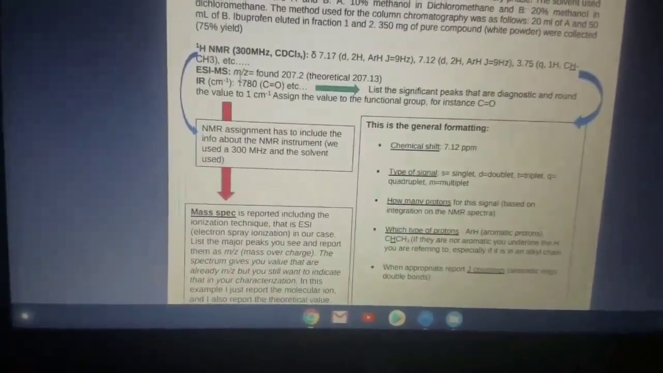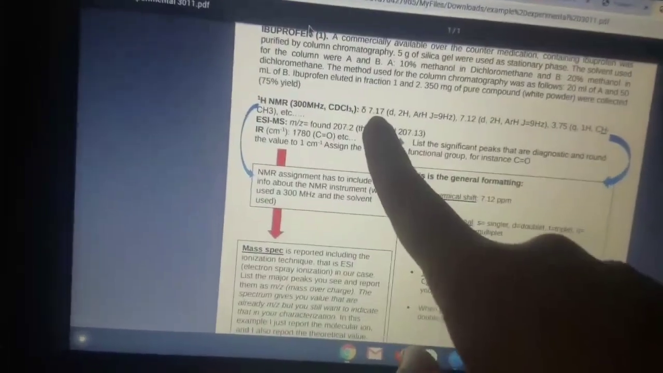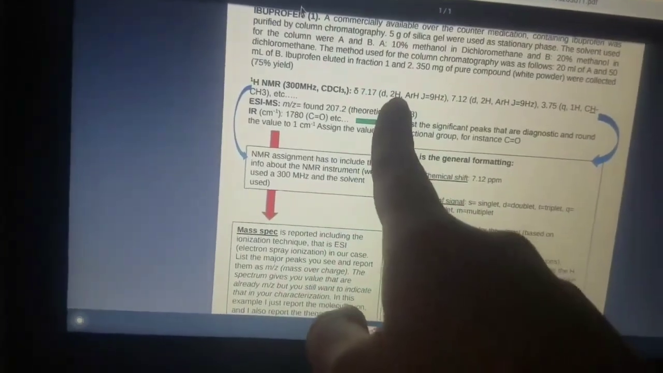So if you look, this is what you're also doing that's super important. So you have proton NMR. She ran hers on the 300. Ours is 500. So you should put 500. And then CDCl3 is chloroform D. So this is the ppm that it appears at, 7.17. She has D for if it's a doublet. 2H is how many protons there are, so the integration.